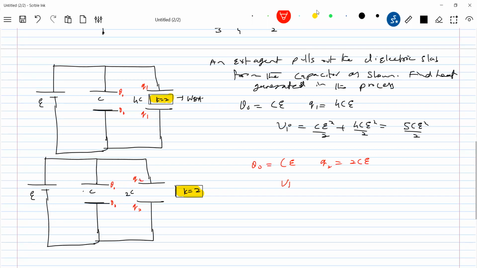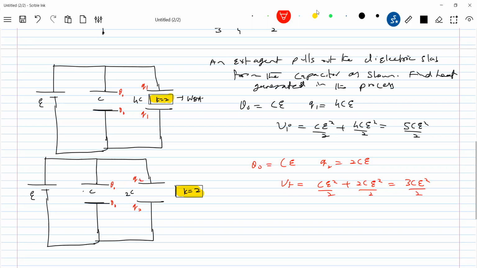So what is the final energy of the circuit? It should be C E square by 2, 2C E square by 2, 3C E square by 2. How to bring the idea of the heat generated? The X agent also does work, no? How to bring the work done by the X agent?